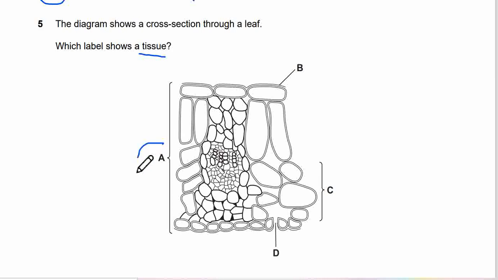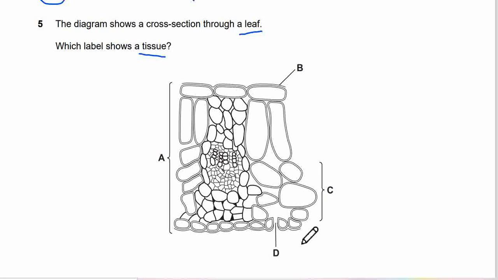So A is the whole cells in leaf. So a leaf is actually an organ because it is composed of different tissue. There is epidermis and palisade, mesophyll. So A is the cross section of a leaf, which is an organ. So A is not the answer.